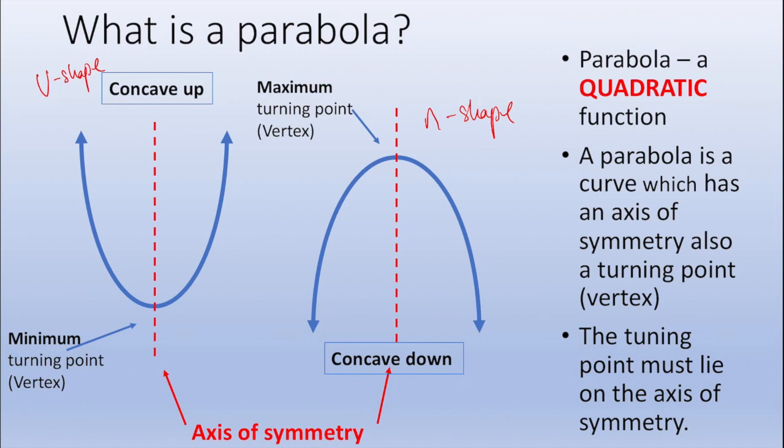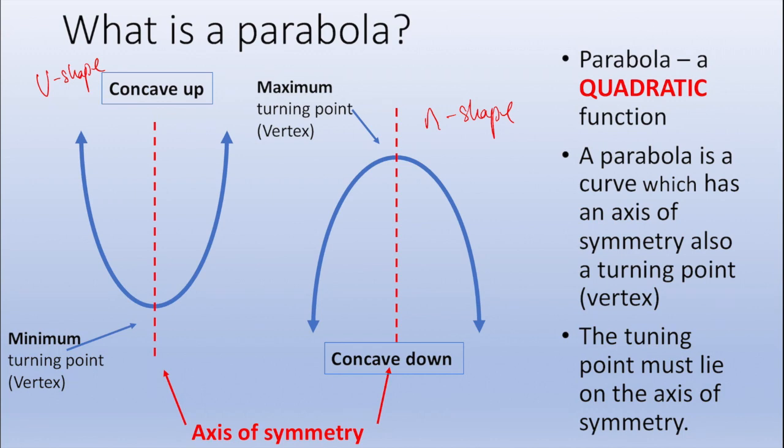Basically, if you fold the parabola in two along the axis of symmetry, it should become one line. One part of the parabola should cover the other part perfectly. Note that the axis of symmetry is also called the line of symmetry.